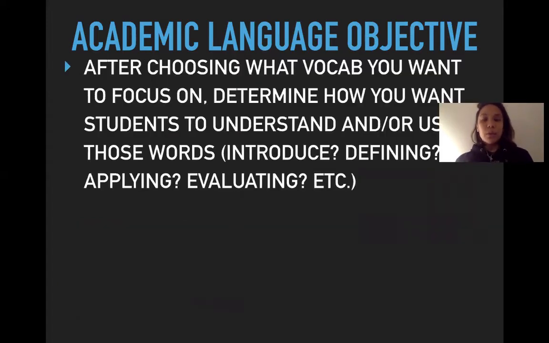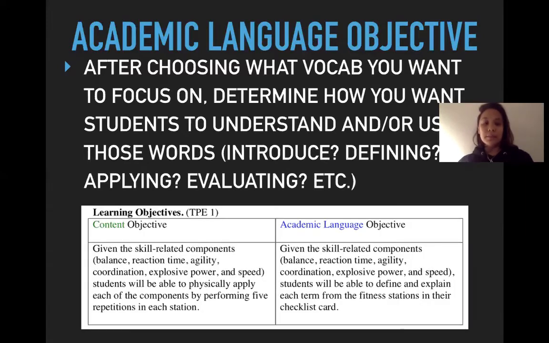So after choosing what vocab you want to focus on, determine how you want students to understand and or use these words, right? If this is at the beginning of a unit, are you introducing the terms? Are you helping students define them? Maybe if it's more in the middle or the end of a unit, they're applying them. Maybe they're evaluating them, right? Think of when we did our group lessons and the ways in which you all were front loading vocabulary, right? So how are you having students use the words in your lesson?